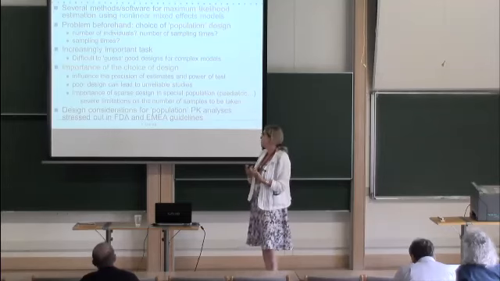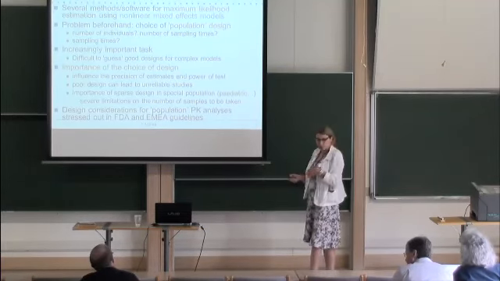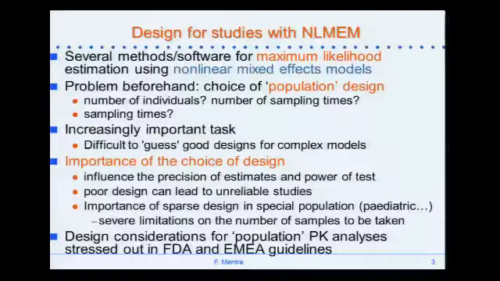And in special populations, like for instance in pediatrics or in old patients, there are sometimes limitations on the number of samples that could be taken. So you have to go to sparse design and you have to use nonlinear mixed effect models. And then it's even harder to find the good sampling times because each sample has a lot of information. And indeed, in the guidelines for population pharmacokinetics analysis, both of FDA and EMEA, there is a specific section about design consideration and that design should be studied.